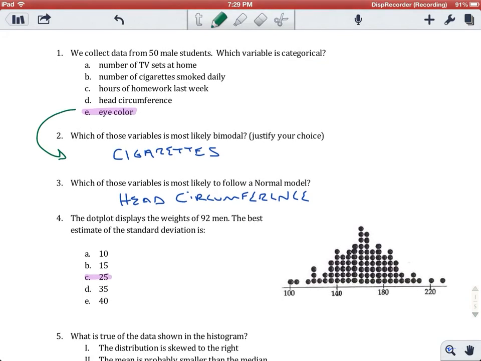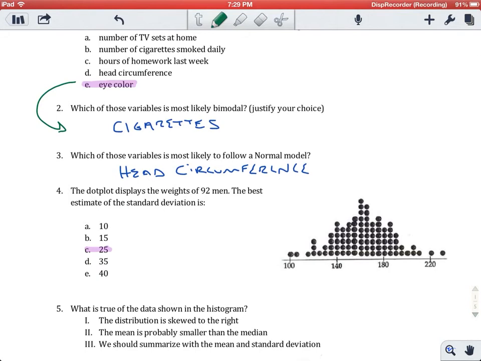Of the choices above, head circumference is the best one that follows a normal model because it's biological. It's like heights of people. Anything that's measuring biology is going to be normally distributed, or unimodal and symmetric.